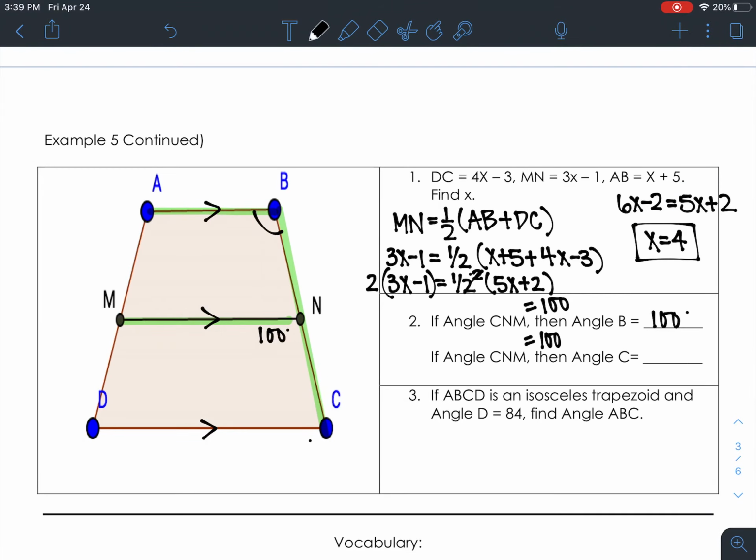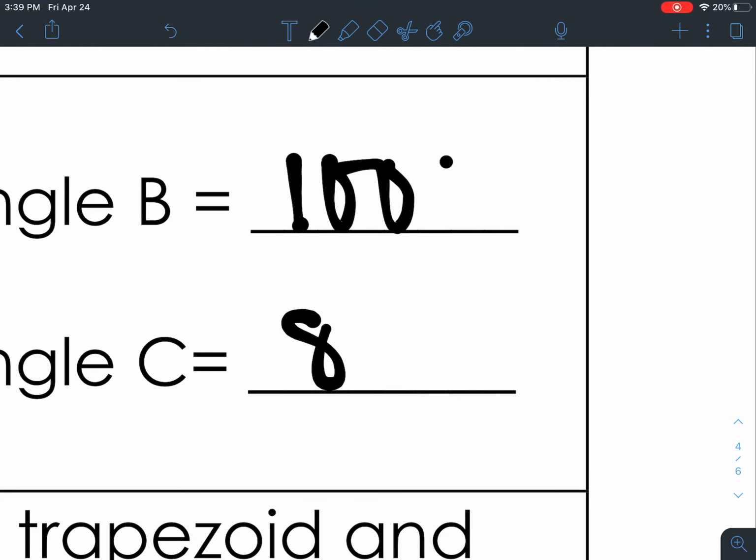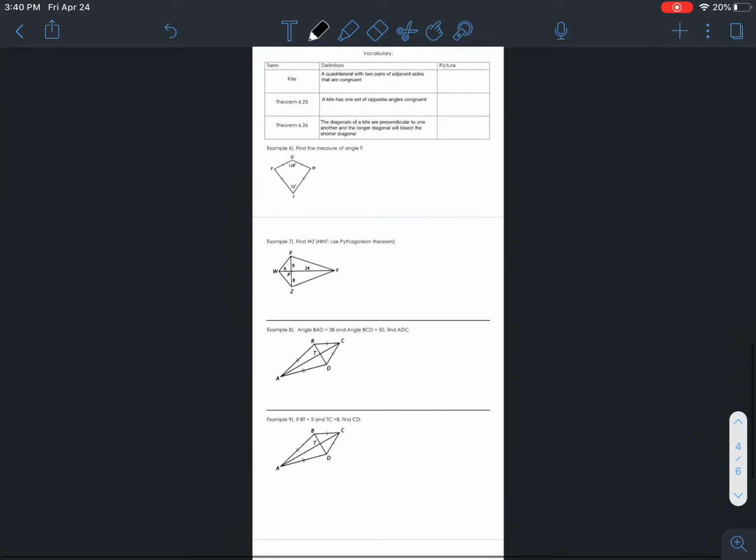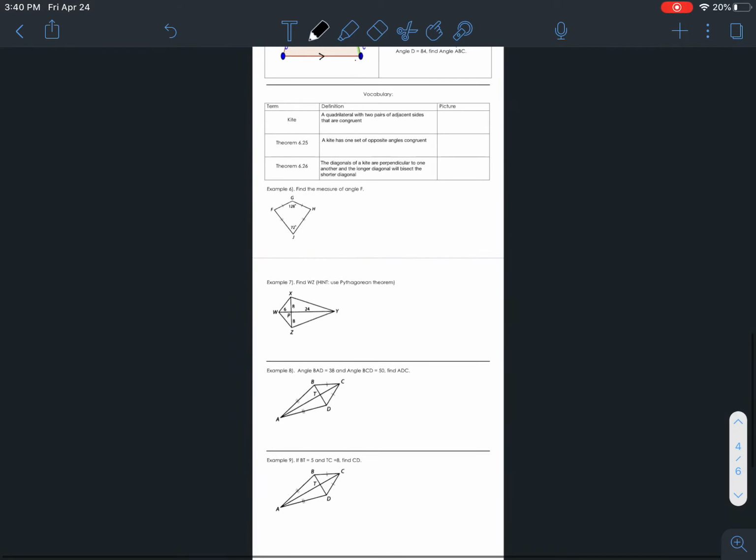Then it says that if angle CNM is also 100 degrees, then what about angle C? Well, if those lines are parallel, then angle C and angle CNM are same side interior, which means that they're supplementary, which means that angle C has to be 80 degrees. All right, we're going to pause there, and then we have one last section to go for this set of notes.